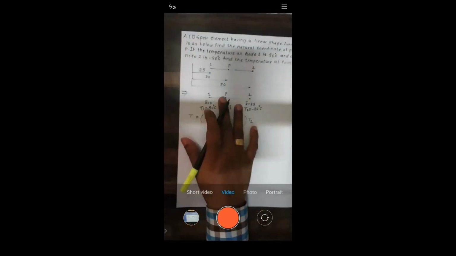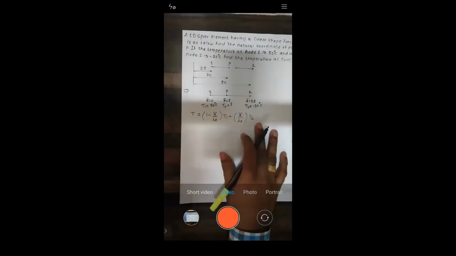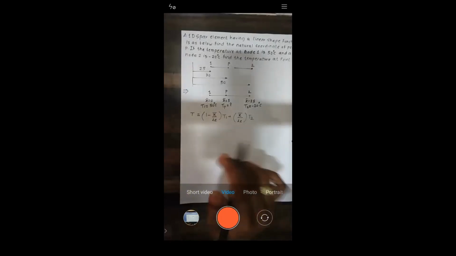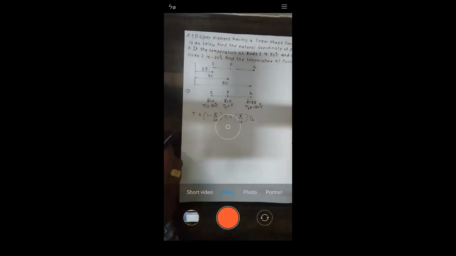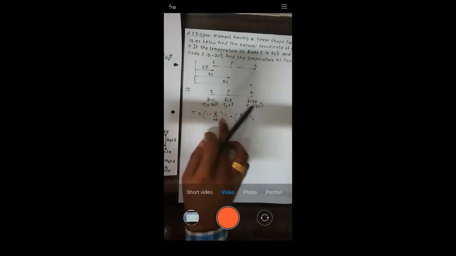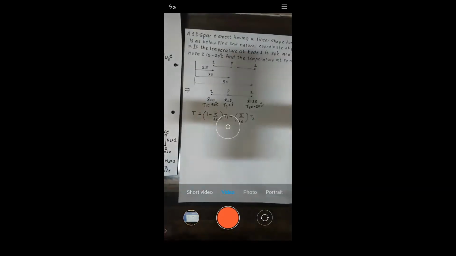Let me know. Is it a formula? Just a time before we have derived this formula, 1 minus x bar by LE and x bar by LE. Here it was displacement. Now I need to calculate temperature, so I'll be putting the temperature, right? So can we calculate?